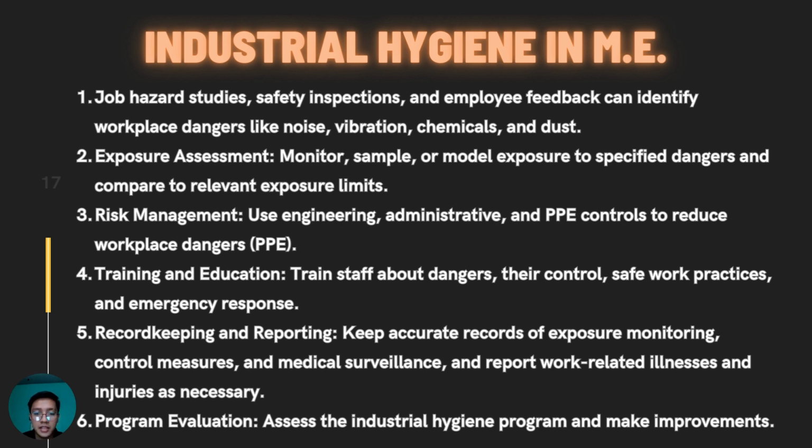Number three is risk management. Implementing controls to manage and minimize workplace hazards such as engineering controls, administrative controls, and personal protective equipment, also known as PPE. Number four, training and education. Provide training and education to employees on hazards and their control, as well as safe work practices and emergency response. Number five, record keeping and reporting. Maintain accurate records of exposure monitoring, control measures, and medical surveillance, and report any work-related illness or injuries as required by law. Number six is program evaluation. Assess the industrial hygiene program and make improvements.